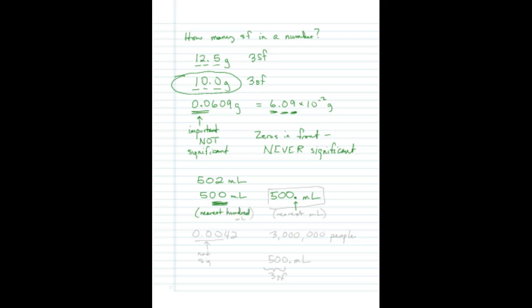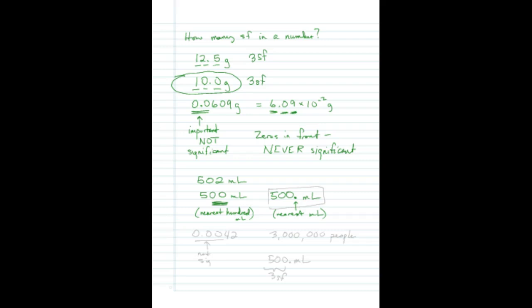Maybe you measured it in a beaker. Beakers are not very accurate. Or this one was measured to the nearest milliliter. The nearest 100 milliliters, I should say, over there. Okay, so the nearest milliliter. So the decimal here clues us in that it's measured to the nearest milliliter.